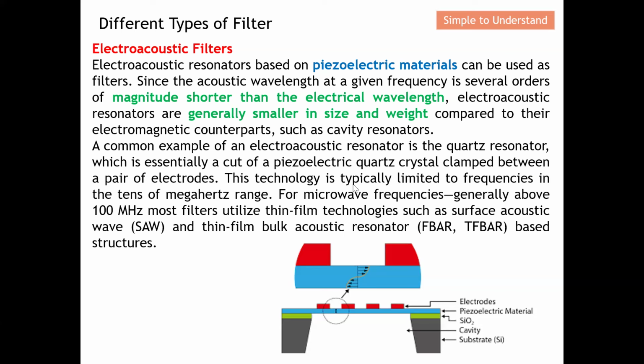This technology is typically limited to frequencies in the tens of megahertz. For microwave frequencies, in general above 100 megahertz, most filters utilize thin film technology, such as surface acoustic wave, SAW, which I think you know, and also the thin film bulk acoustic resonator, which is the FBAR or TFBAR based structure. So this falls under the electroacoustic filter.